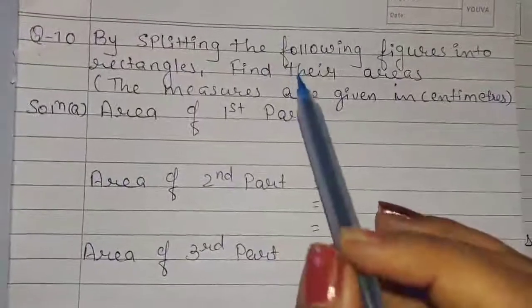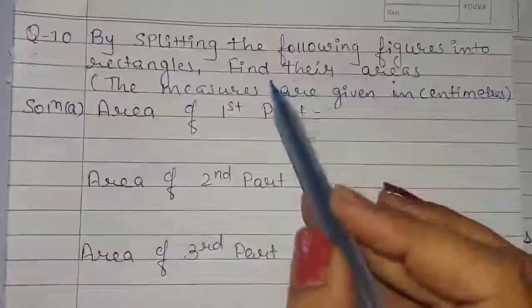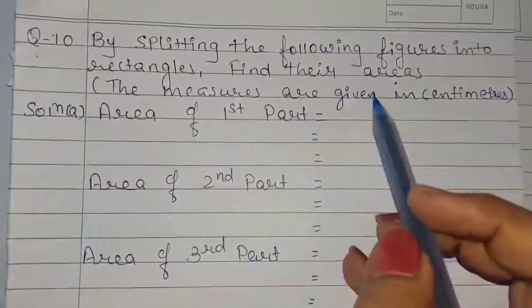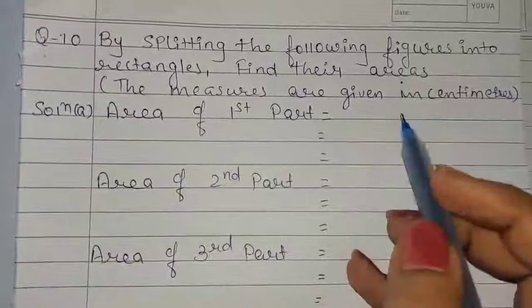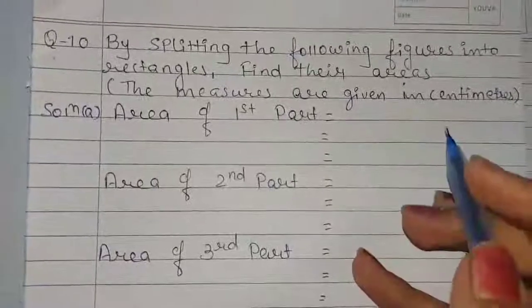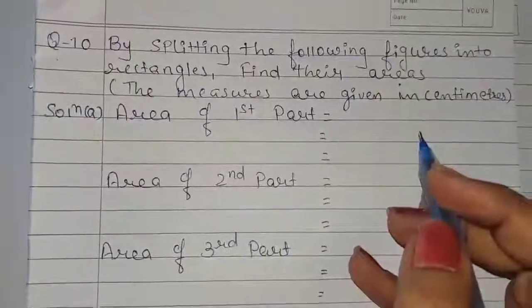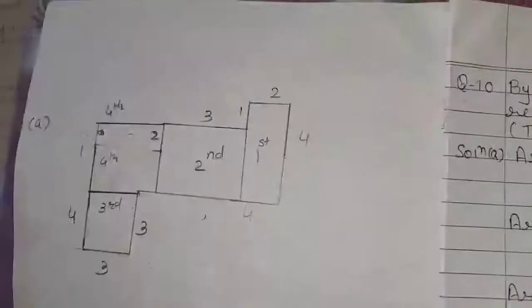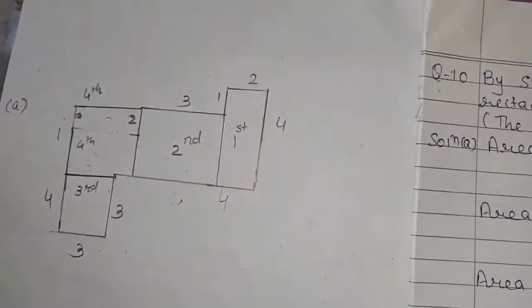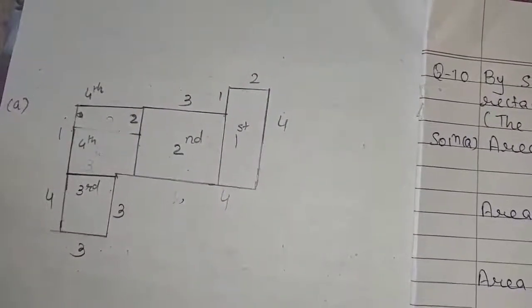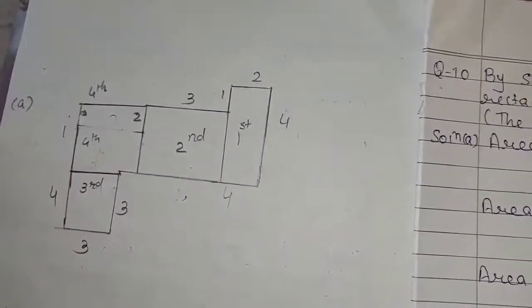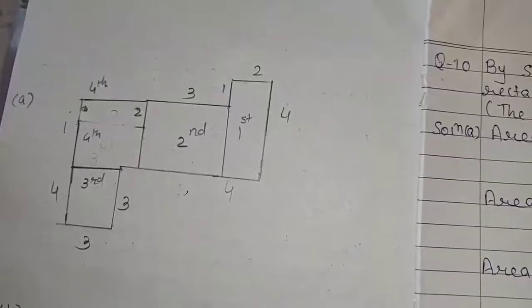Question number 10. By splitting the following figures into rectangles, find their areas. The measurements are given. The measures are given in centimeters. So students, let us see first of all figure. Figure A. In this figure A, you can identify, students, that there are different shapes of rectangle and square.